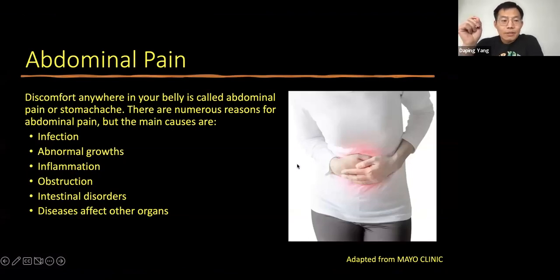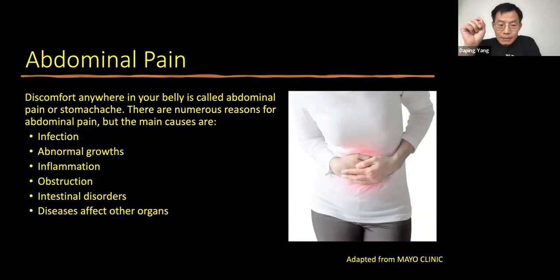I believe everyone here today at some point has had the experience of abdominal pain, which is the feeling of discomfort anywhere in your belly, also called stomachache. There are numerous reasons for abdominal pain, but the main causes are infection, abdominal growth, inflammation, obstruction, and diseases that affect other organs in your belly. As you can see from here, most of the causes are related to the gastrointestinal system. Canonically, abdominal pain serves as an alarm, meaning that when you have pain, there's something wrong in your belly.